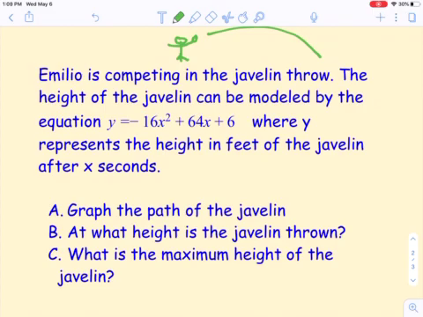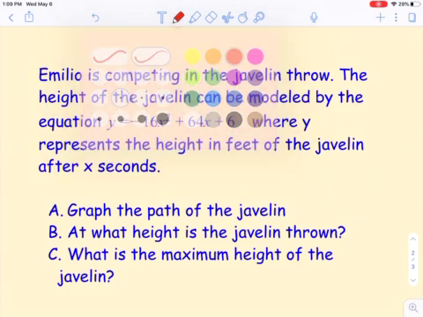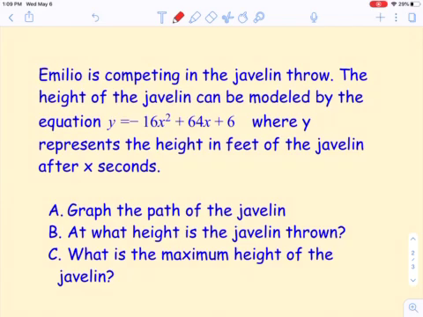So you're going to see a lot of examples that involve throwing things. So here we go with one of them. Emilio is competing in the javelin throw. The height of the javelin can be modeled by this equation, negative 16x squared plus 64x plus 6, where y represents the height in feet of the javelin after x seconds. They want us to graph this. At what height is the javelin thrown? We want to figure that out. And then they want us to tell them what's the maximum height of the javelin.